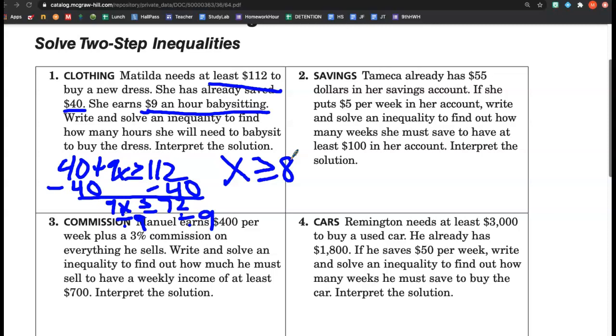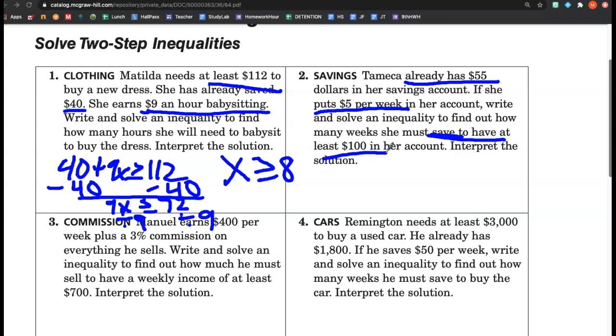Tameka already has $55 in her savings account. If she puts $5 per week in her account, write and solve an inequality to find out how many weeks she must save to have at least $100 in her account. Interpret the situation. So she already has $55, she puts $5 per week, and she has to save at least $100 in her account.